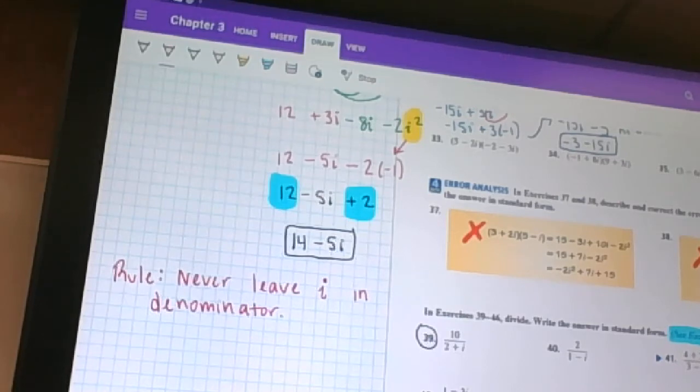So write the rule down. We talked about a very similar rule when we said you never leave radicals in denominators. Like we said, mathematicians don't know how to divide by radicals, these decimals that are called irrational. Well, the same thing: there's a whole process to get rid of imaginary numbers in denominators. They do not want to divide by these imaginary numbers, so they came up with a process.